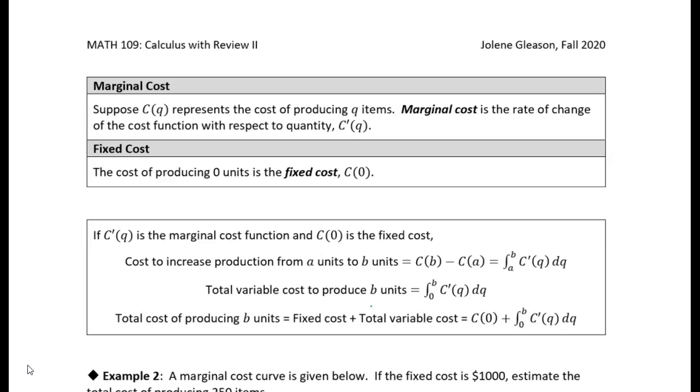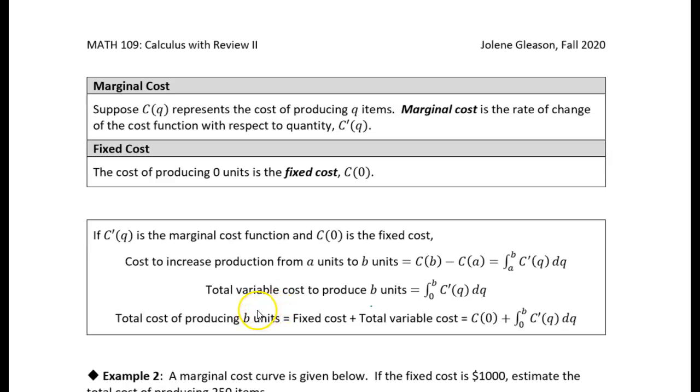So since the marginal cost is a derivative function, it's a rate of change function, we can apply the fundamental theorem of calculus to it. So if we want to know the cost to increase production from A units to B units, that would be the cost of producing B units minus the cost of producing A units, and it's just the integral of the marginal cost with respect to quantity.